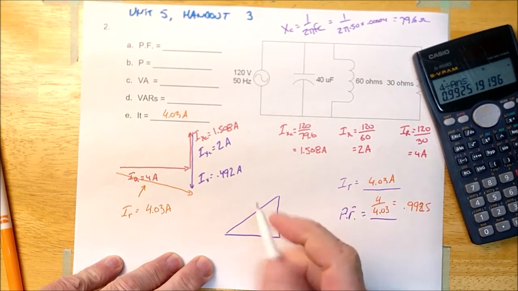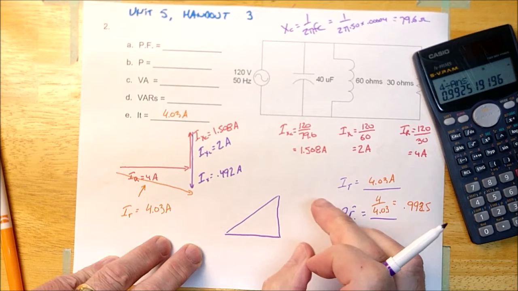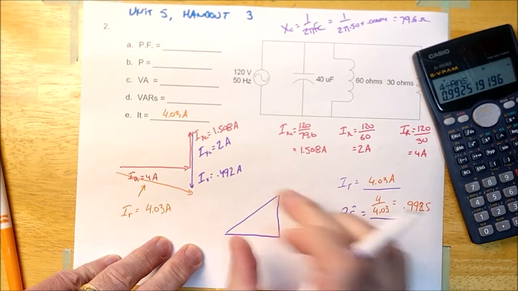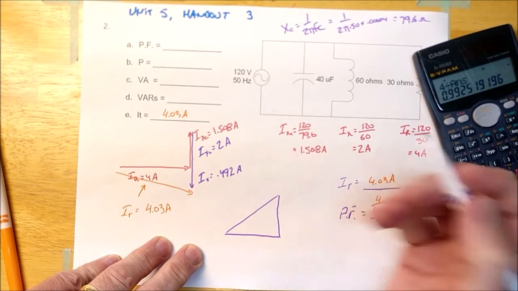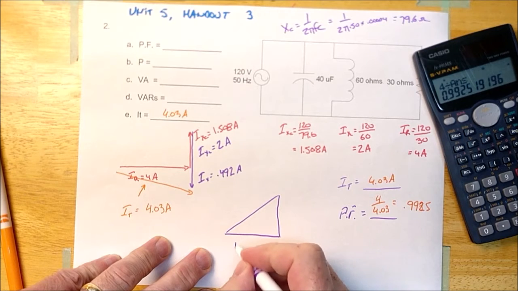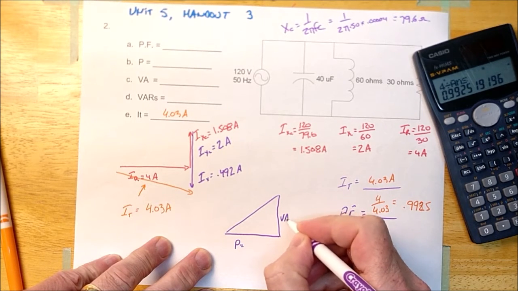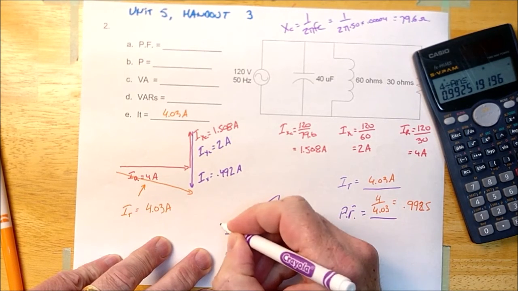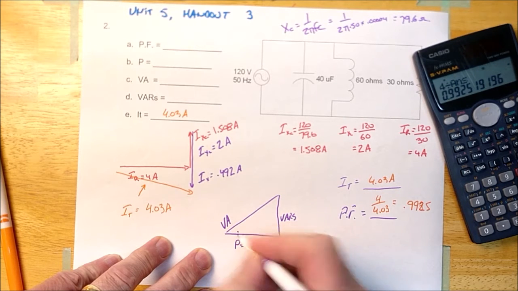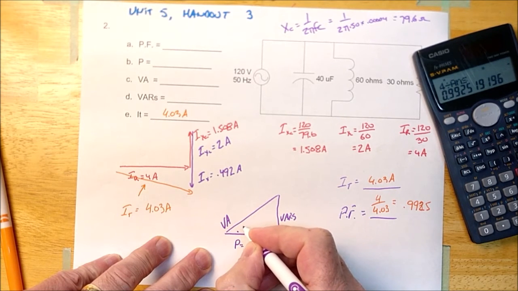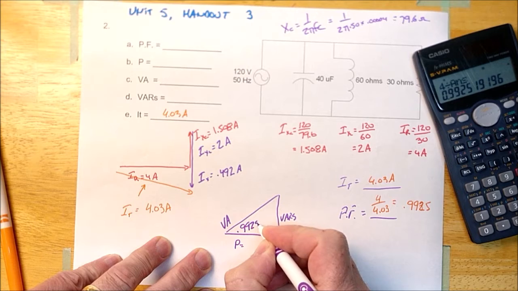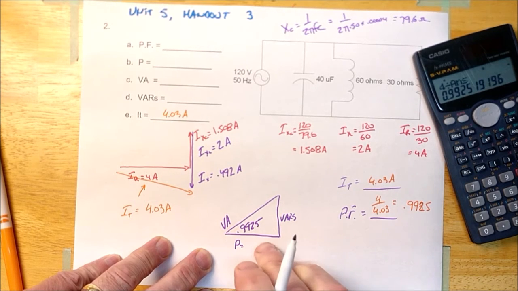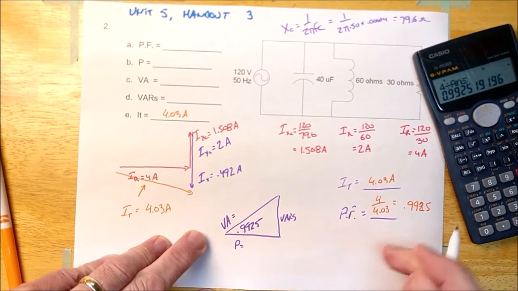Once you have power phasors, guys, it doesn't matter whether you draw it upside down or right side up. I don't worry about it at all. I just put power on the bottom here. I put VARs on the side here. I put VA over here. I put my power factor right here, 0.9925. Okay, guys?